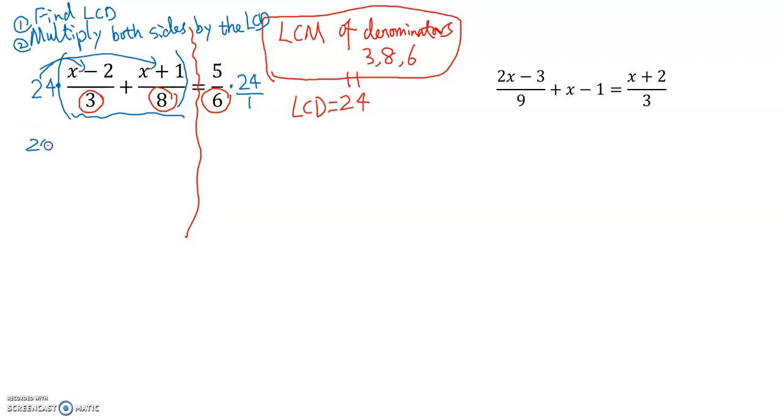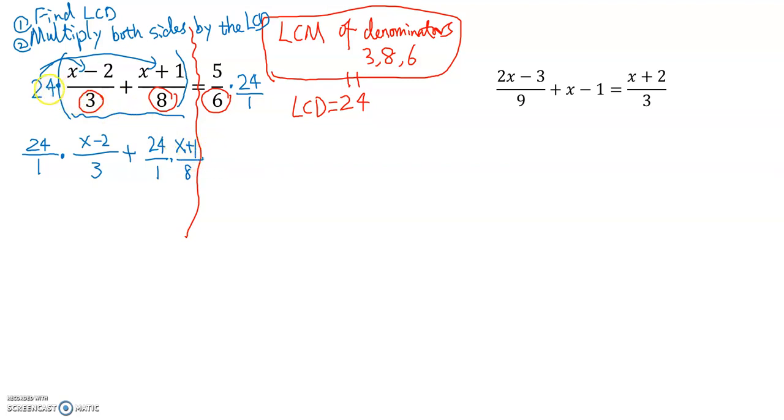So now I'm going to write 24 in fractional form, 24 over 1 times the first one, which is x minus 2 over 3. The second one, 24 over 1, distribute 24 to the second one, which is x plus 1 over 8. So that is the left-hand side.